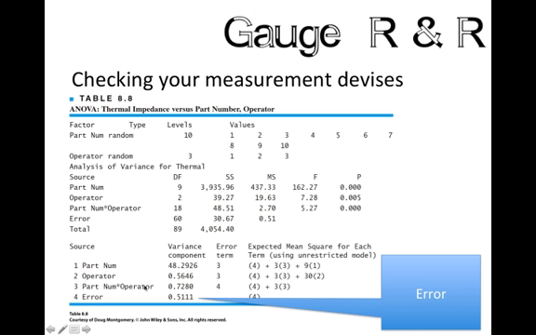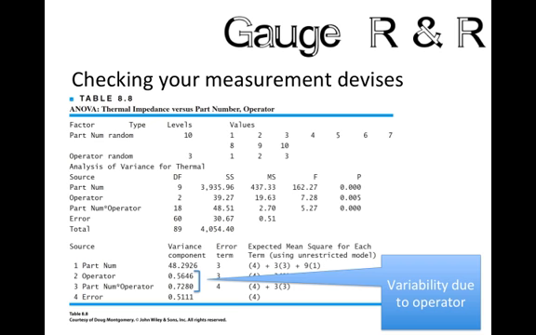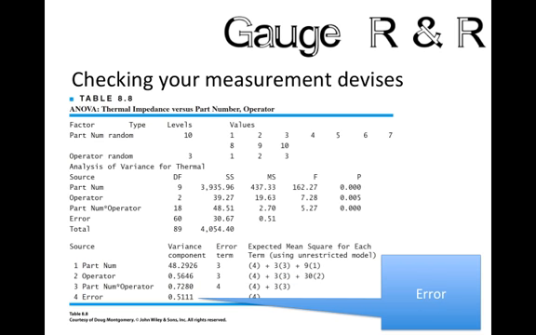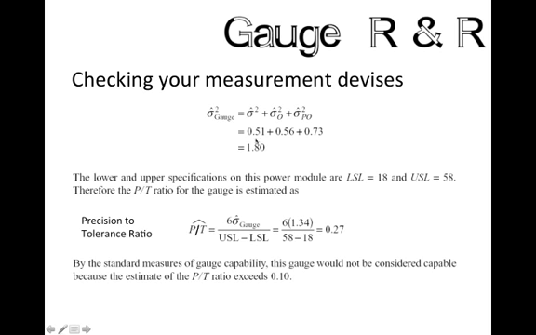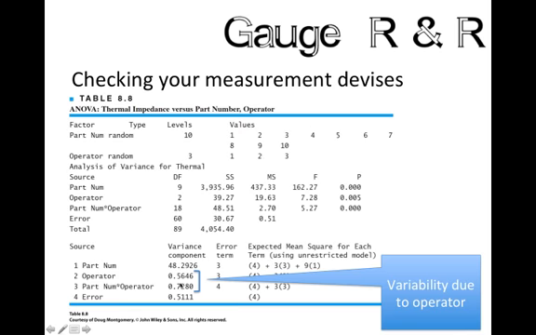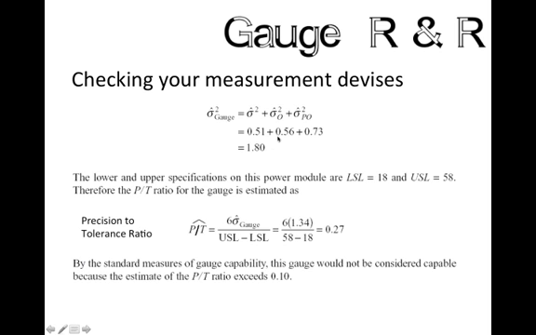But you can also see that there's some variability associated with the operator, and then there's an interaction of the operator and the part. So both of these together are attributed to the operator, and then this is just the general error associated with the measurement device. So these two are the variability due to the operator, and this is due to just the error. So when we look at those together, if you remember, this is 0.56 and 0.71 is the operator, these numbers. So these two are for the operator, and this is just the error associated with the measurement device.